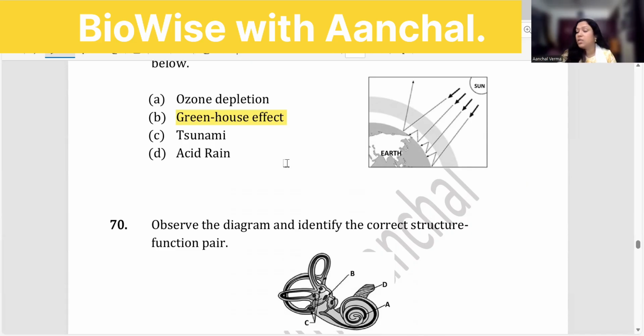Tsunami is because of the tectonic movement of the plates under the earth's surface, right? You know better. So because of that earthquake under the ocean that leads to the big ripples of water or waves of water coming and hitting.